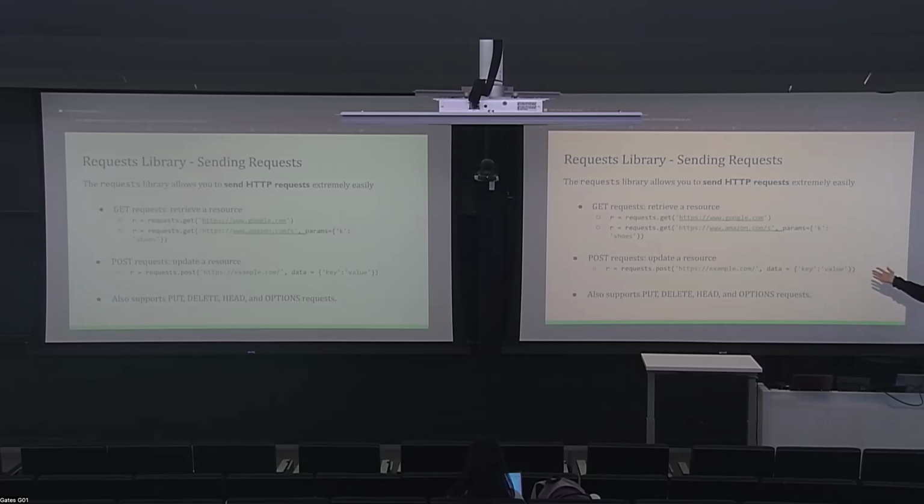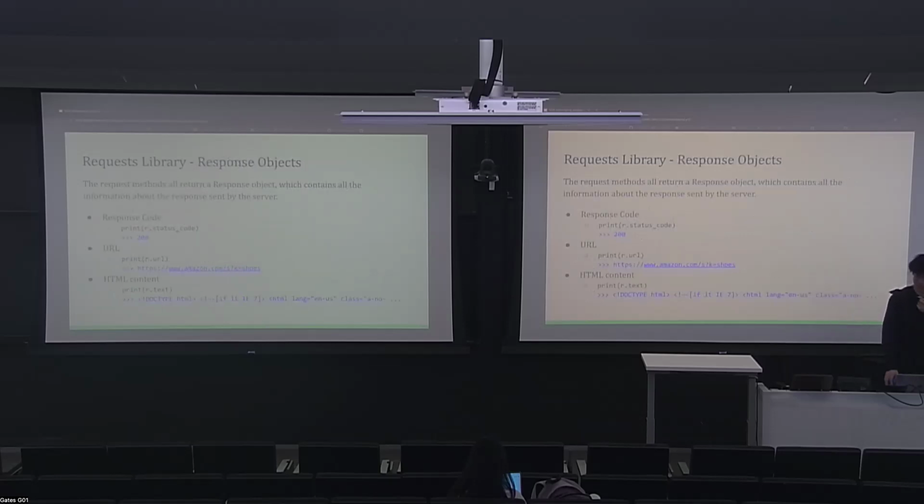When making a POST request, we not only need the URL, we also need what we call a request body. This request body is represented by the data parameter here, and you are also passing a dictionary. There are more examples of HTTP requests: put, delete, head, and options. Those are not covered here, but just to let you know that there are more.